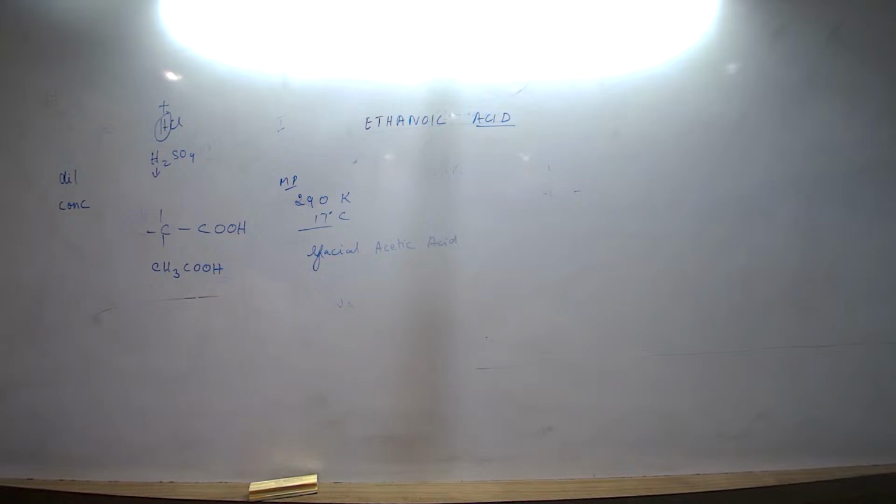Melting point: 290 K, 17 degrees Celsius. Have you written 290 K? Glacial acetic acid at low temperatures, that is obviously below centigrade. 290 K. Acetic acid freezes during winter.